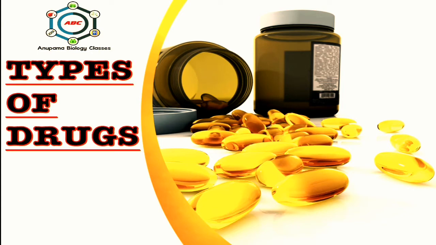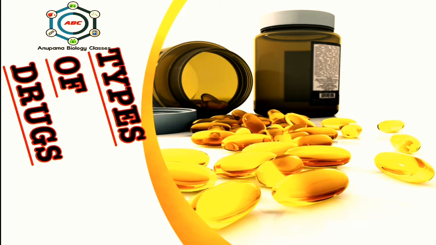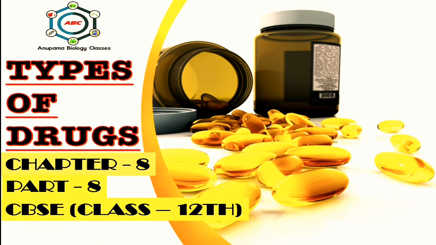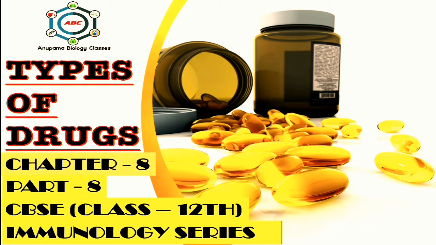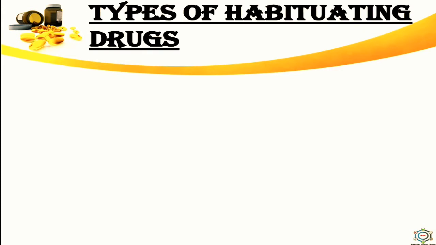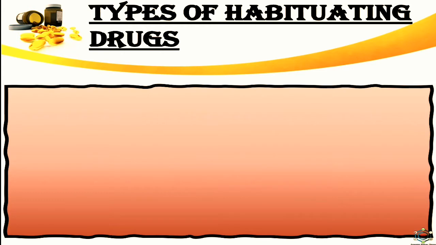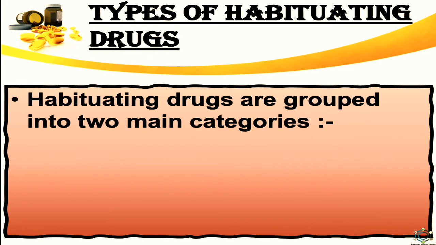In this immunology series, today our topic is types of drugs, which is taken from chapter 8, part 8 of CBSE class 12. Before this, in the previous video of the immunology series, we discussed drugs and their action. Here we will see different types of drugs and their effect on the body. So let's begin the topic, types of drugs, in which first we should know about the types of habituating drugs. So what are habituating drugs and how many types of habituating drugs are there?